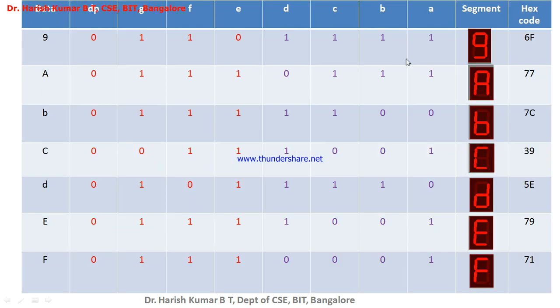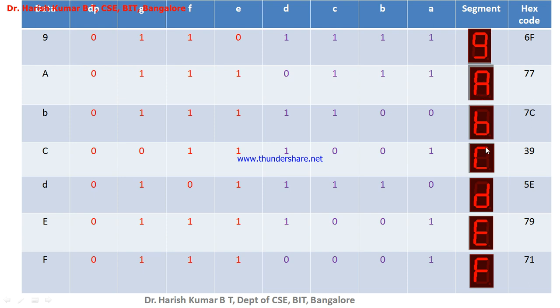And similarly for displaying 9, you can display like this, and I'm glowing this particular segment also, A, B, C, D also I'm making it glow. Sometimes some people will not make D glow, they'll make it 0. Now this is fine. 6F, and then A, because I want to display from 0 to F.